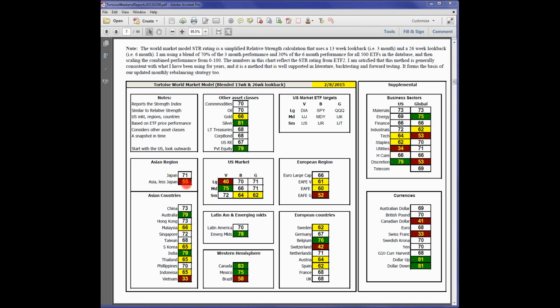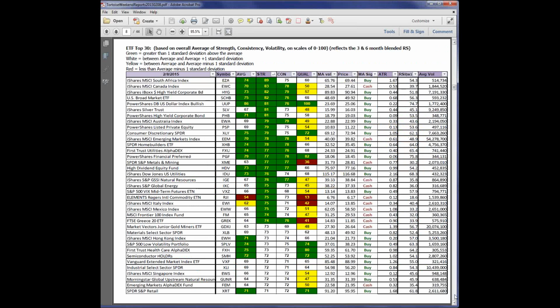Japan above average, Asia less Japan below average. Australia and India leading the way. China, Hong Kong, Singapore, Taiwan still doing well. Belgium looking good. And then a mixed bag here in the European countries. Are starting to see some differentiation. I think we've weathered the storm in the global markets. I think the oil play is now the new normal, or oil price, if you will.